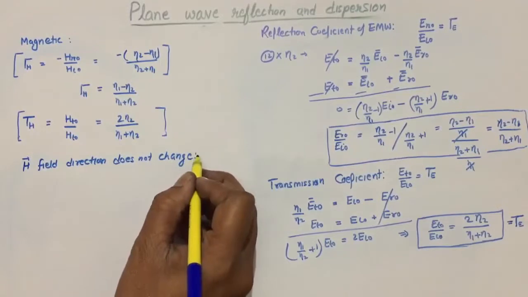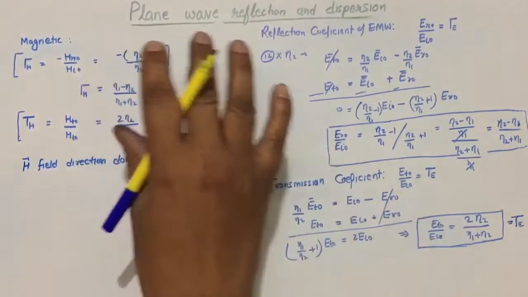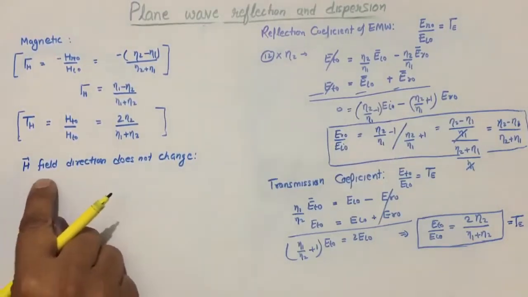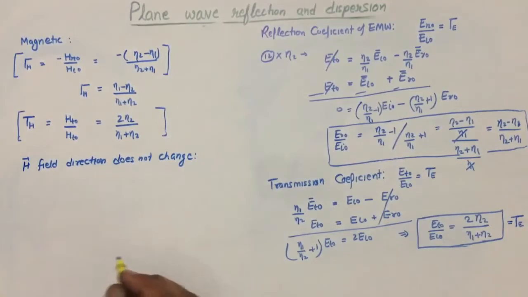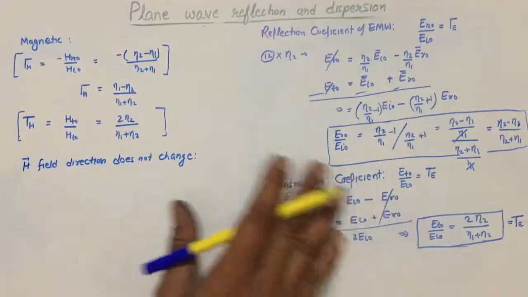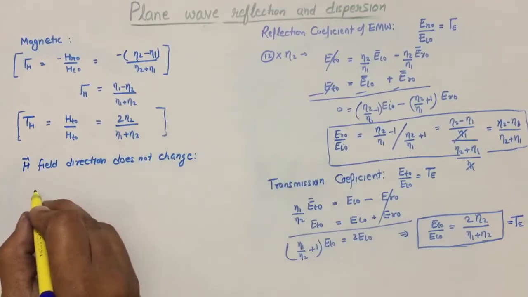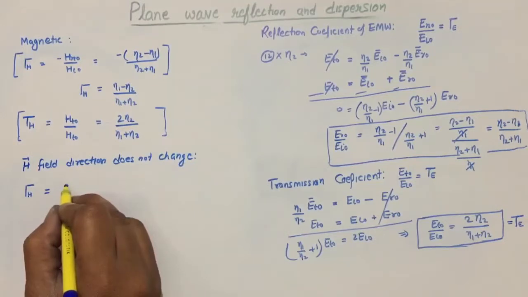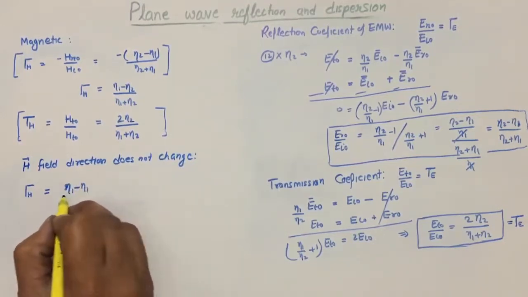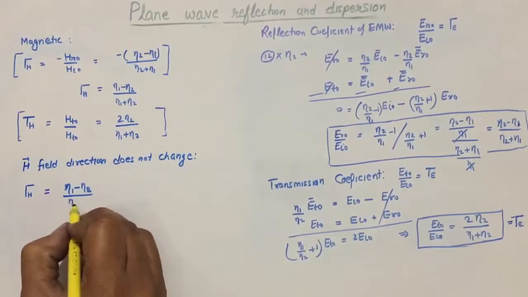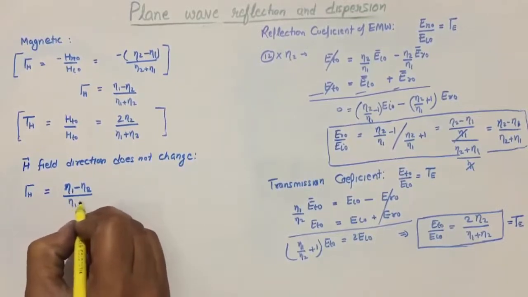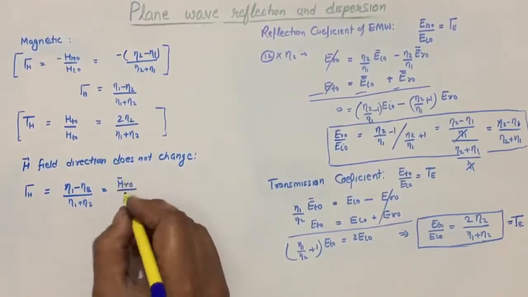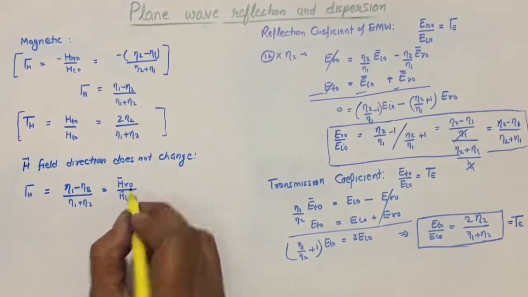As we have done in case of the electric field, the study we have done until now. Now we will consider for the magnetic field the direction does not change, and for this case I'm not deriving, I'm just writing the final result. That is, the reflection coefficient will be (eta 1 minus eta 2) divided by (eta 1 plus eta 2), that is simply the reflection component divided by the incident component. Okay.